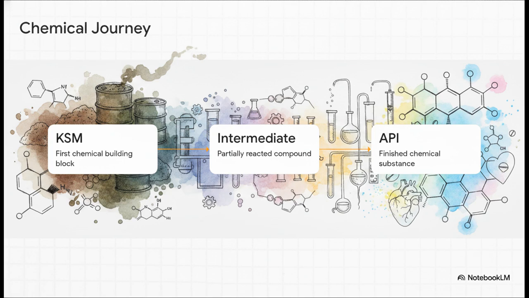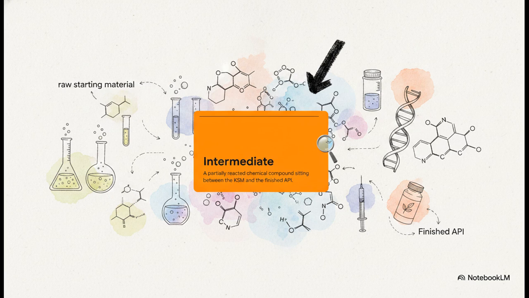It's a journey, transitioning from raw-based chemicals all the way up to that final, complex healing molecule. First, it starts with the key starting material, or KSM. Then, it moves into the intermediate phase. And finally, it becomes the active pharmaceutical ingredient. Our core focus today is that middle step, the intermediate.